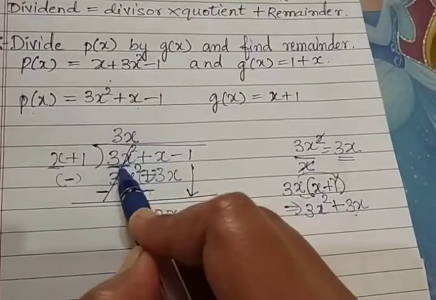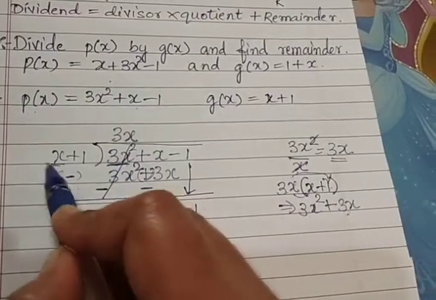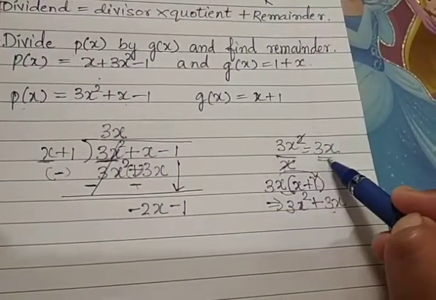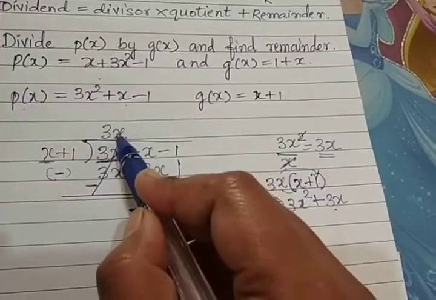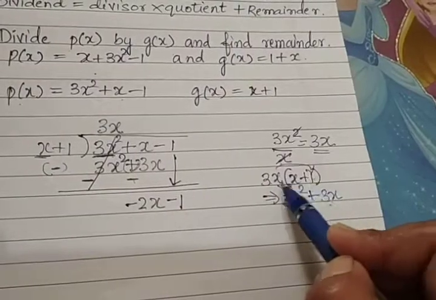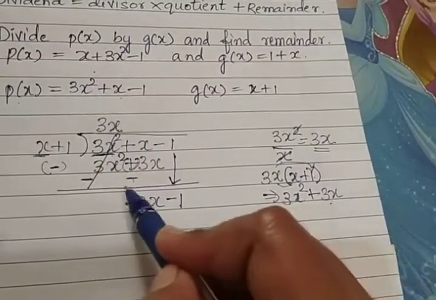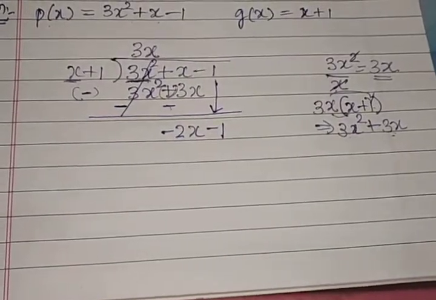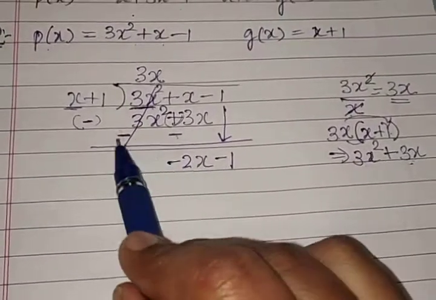See, first take the first term of the dividend and divide it by the first term of the divisor. That we have done here. We got 3x. 3x should be placed here in the quotient and multiplied by the divisor. We have done it here, and the same number should be placed below the like terms. And then we have to subtract this.